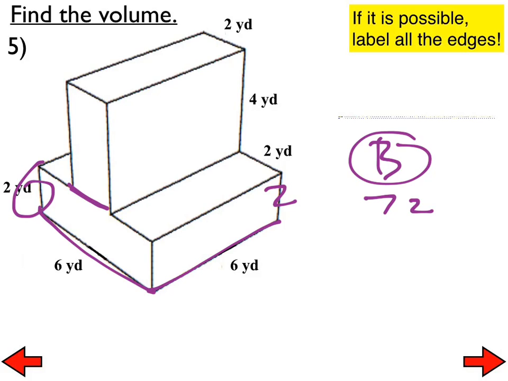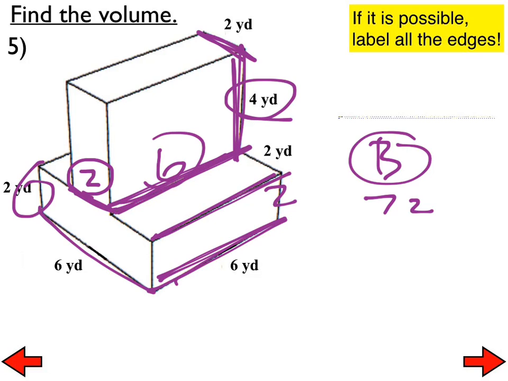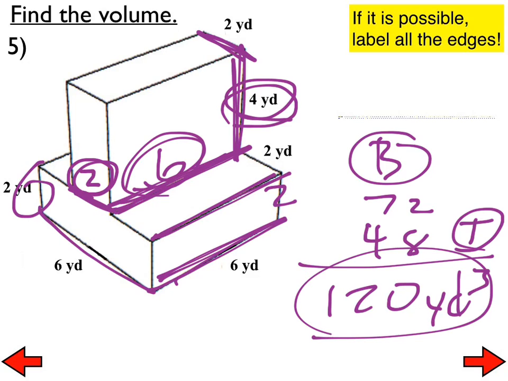Now for the top piece, we need this, we need this, we need this. Well, we know that that's 4. If it's 2 from here to here, that means it's 2 from there to there. And if it's 6 from here to here, that means it's also 6 from there to there and 6 from there to there. So that means the bottom has a base area of 12. And 12, coming from that, times the 4 right here, is 48. And that comes from the top piece. That is, as many of you told me, 120 yards cubed.